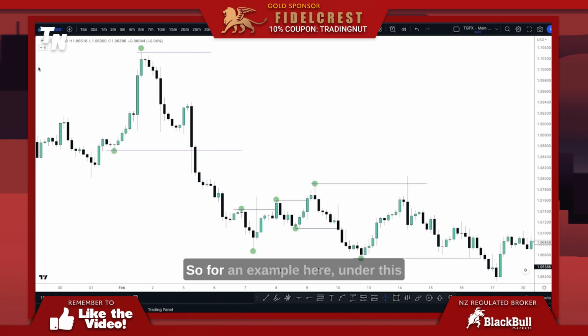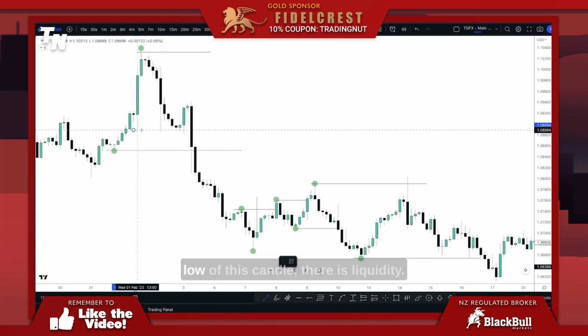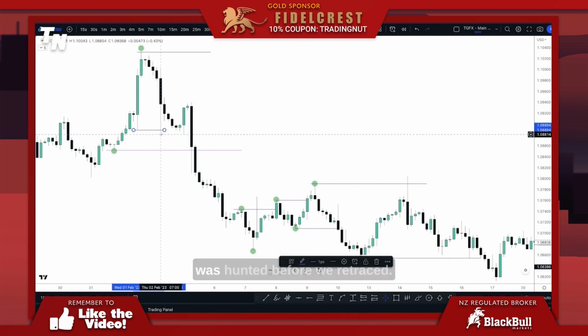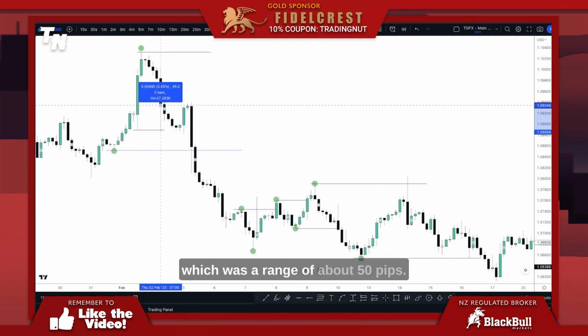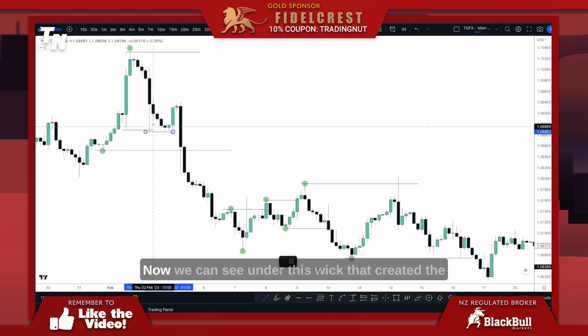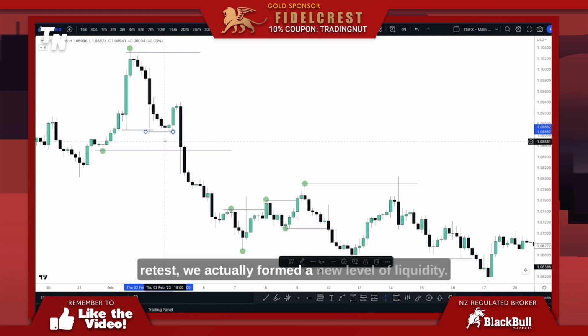Now, let's consider that same concept for each of these highs and lows that we can see on the screen. So for example here, under this low of this candle, there is liquidity. As we can see, this liquidity was hunted before we retraced, okay? So this candle popped past our liquidity and closed all the way back up here, which was a range of about 50 pips. Now we can see under this wick that created the retest, we actually formed a new level of liquidity.